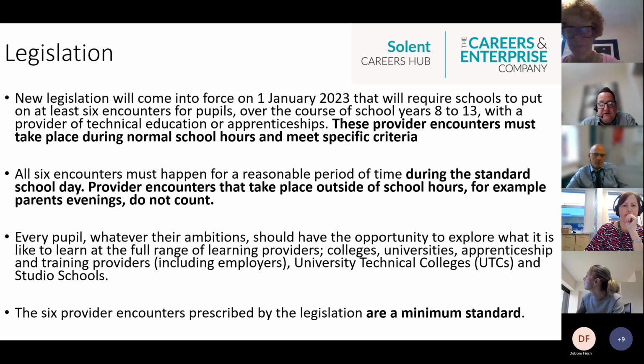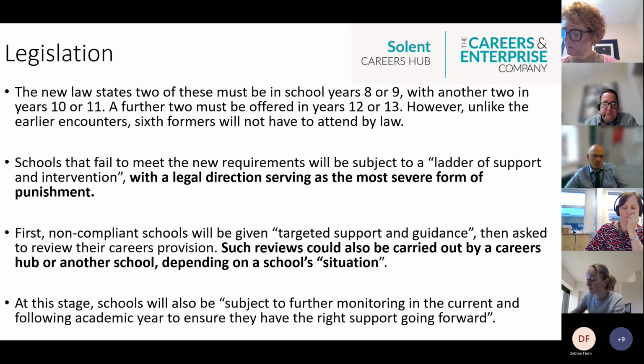So the 6 encounters prescribed by legislation are a minimum standard. So you can do more. You're absolutely okay to do more. However, the minimum requirement is this 6. The new law states that 2 of these must be in school years 8 or 9, with another 2 in years 10 and 11, and a further 2 must be offered in years 12 or 13.